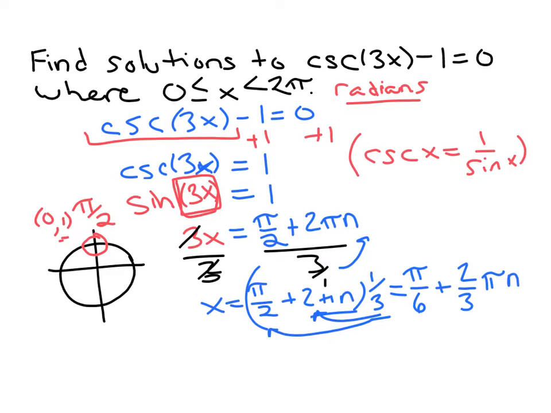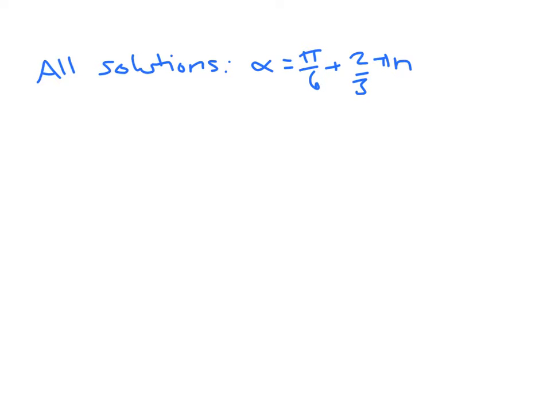Now in the problem, let me get a new page. So if the problem just asked us to describe all solutions, then we'd be done. We could write this. What do we get? Pi over 6 plus 2/3 pi n. This is an x. Okay. But we were asked for the solutions where x is between 0 and 2 pi radians. So we want those specific solutions. So we have to find the values that fit into that set.